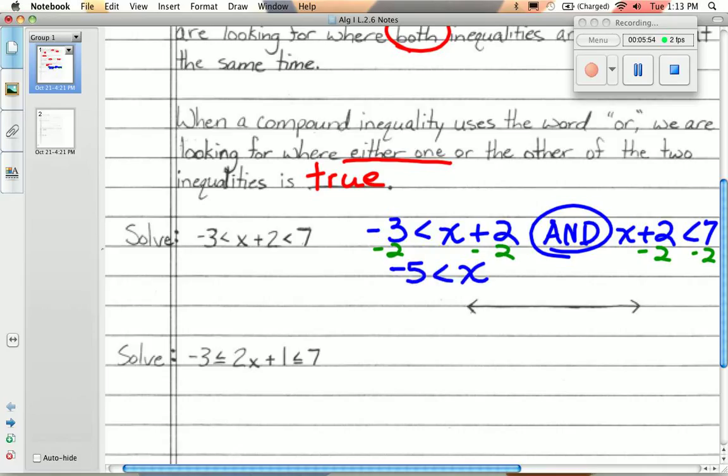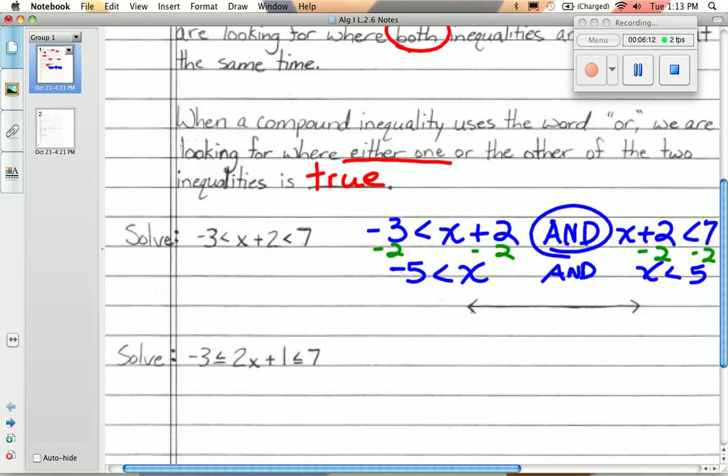Negative 5 is less than x, and x is less than 5. So this is telling us that x has two situations to satisfy. Whatever you want x to be, it has to satisfy both of those.